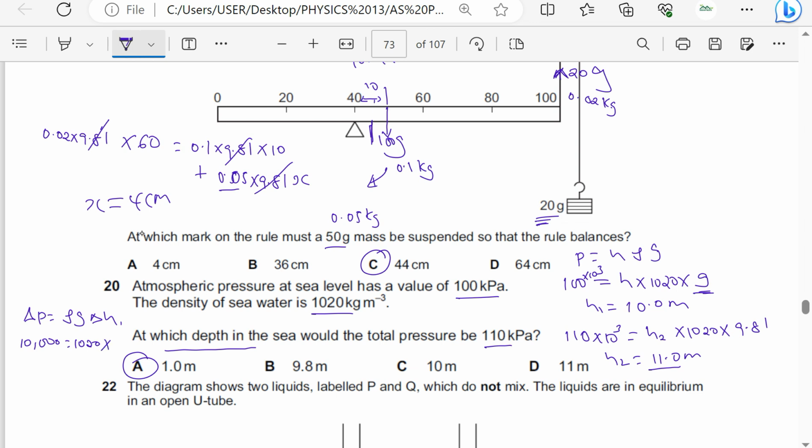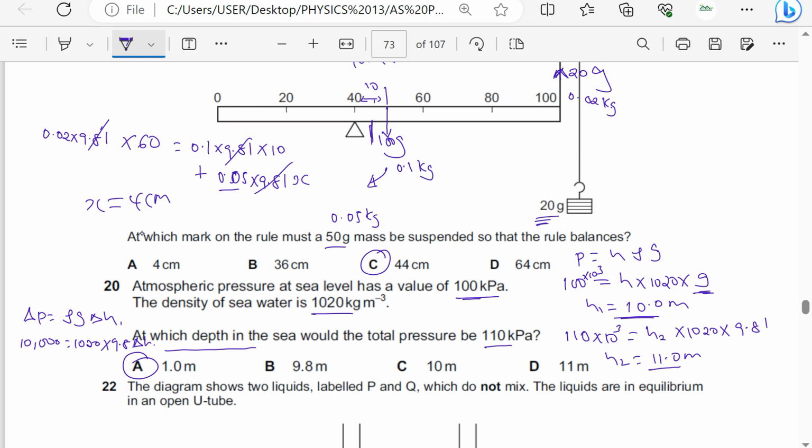1020 times G, which is 9.81, times the difference in depth. So this is going to give us the change in depth from the previous one. So I will just add on. I get H for this pressure. Atmospheric pressure at sea level is this. The density of seawater is that.